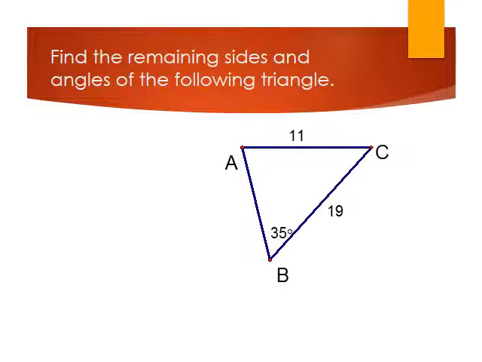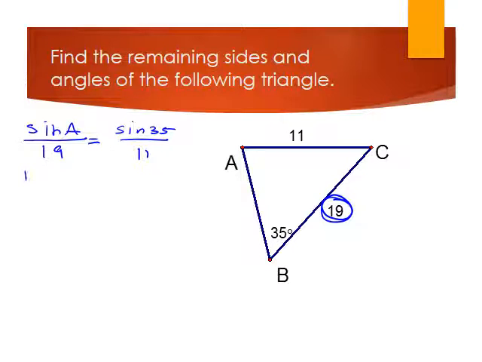Now in this example, I've got 2 sides, but I don't have 2 angles. So I've got to find the angles first before I can find the other sides. So I'm going to go with finding angle A first because I've got side A. Okay. So to do that, I'm going to do sine of A over 19. That's its opposite side. And I know B is 35, so sine of 35 over its opposite side, which is 11.